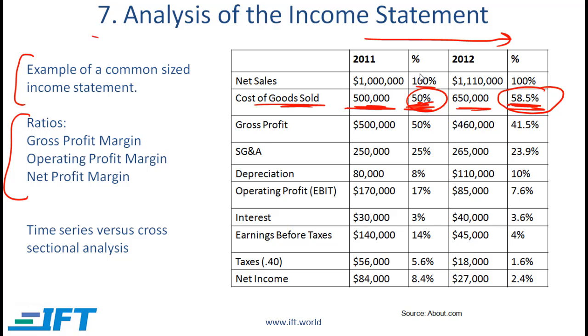This is a time series analysis. If you look at the curriculum, it also shows a cross-sectional analysis where you can compare numbers for different companies over the same time period. But again, the main point to remember is that with a common sized income statement, all numbers are expressed as a percentage of sales.